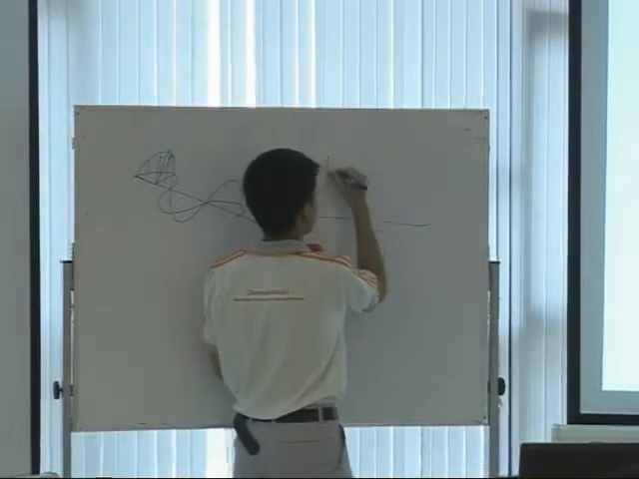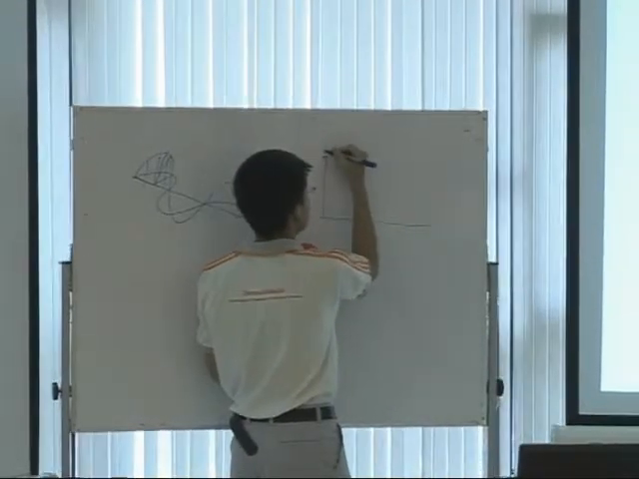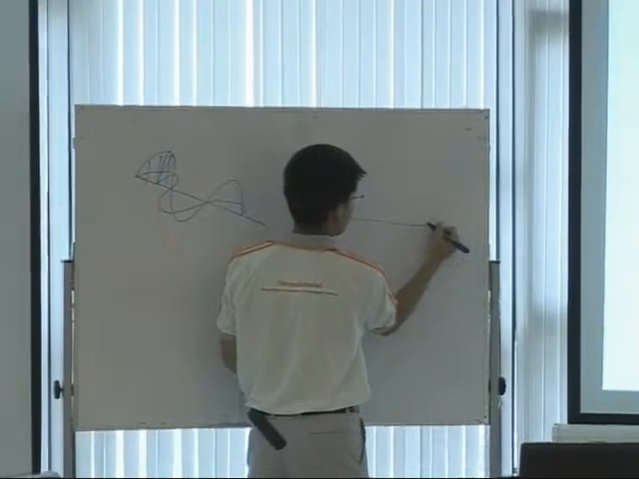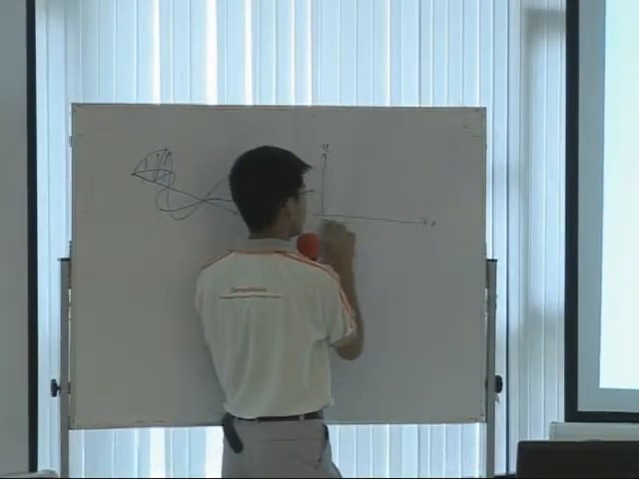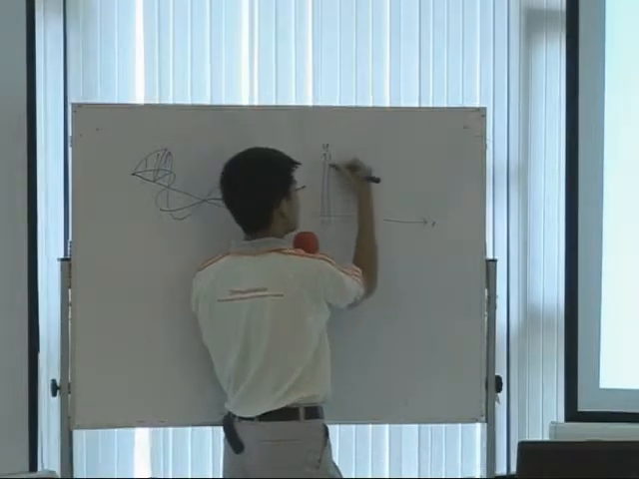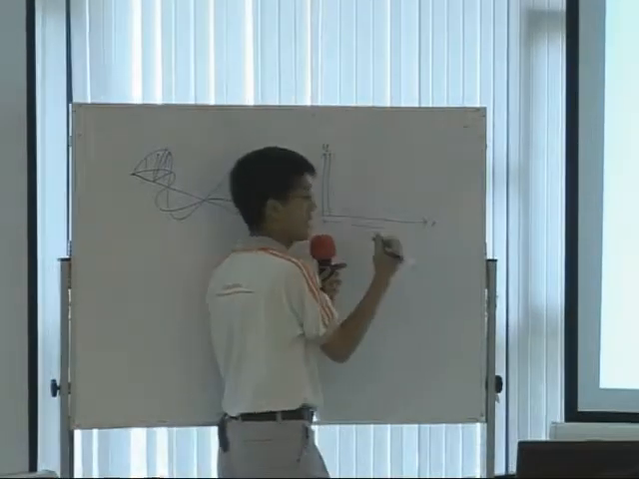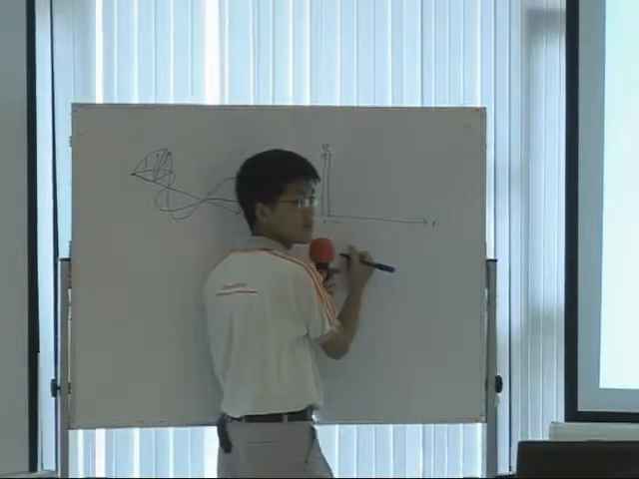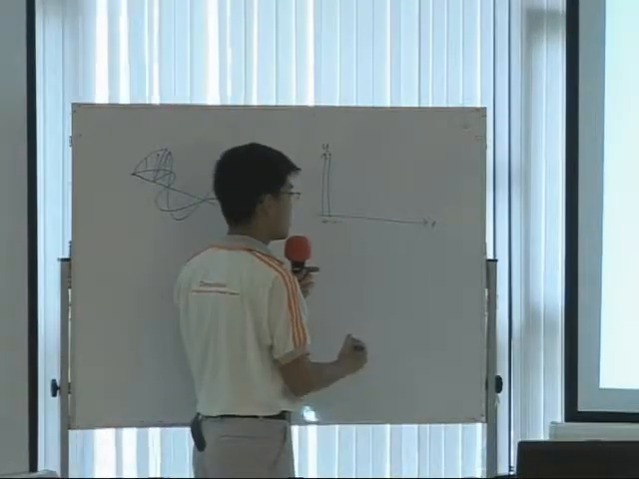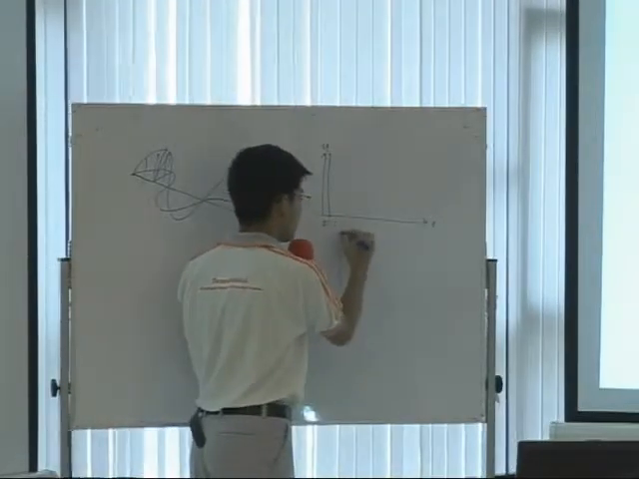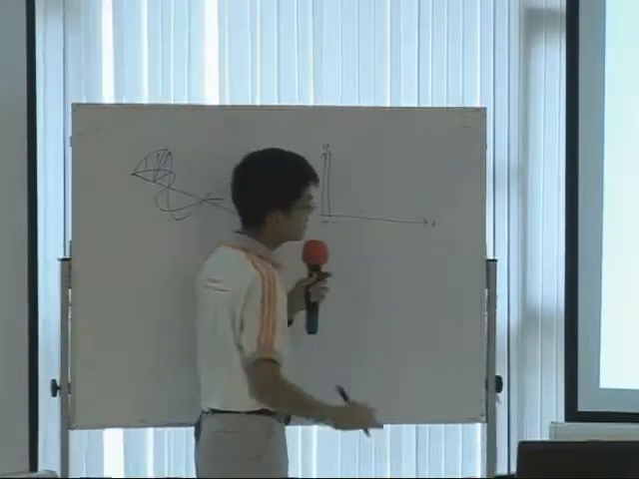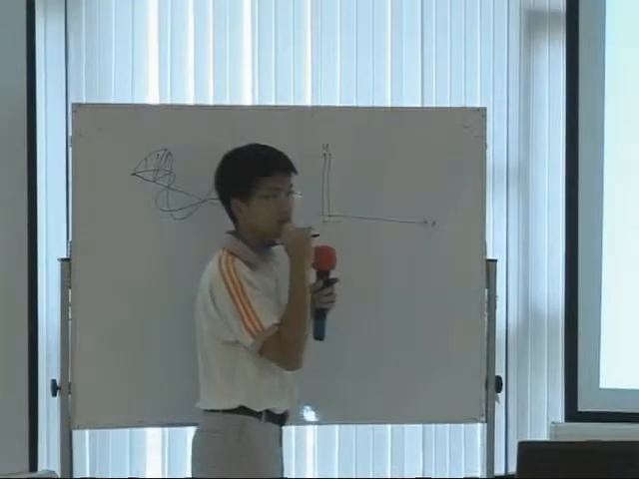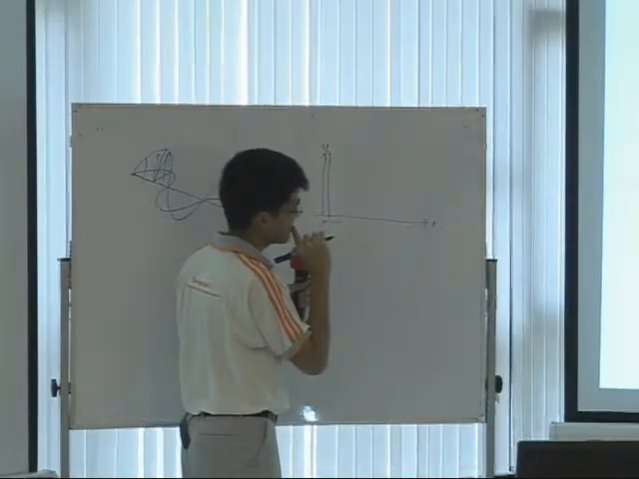As the x increases, if the y is at the top, then the x must be 0, because the full amplitude is something like this. This is the amplitude of the electromagnetic wave.